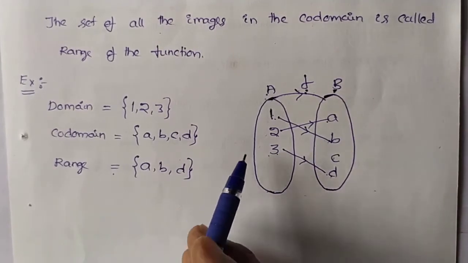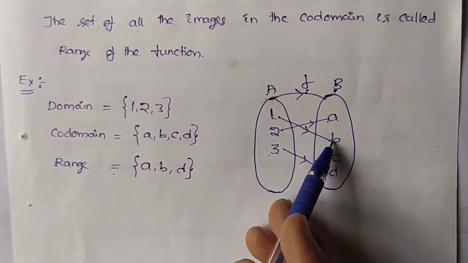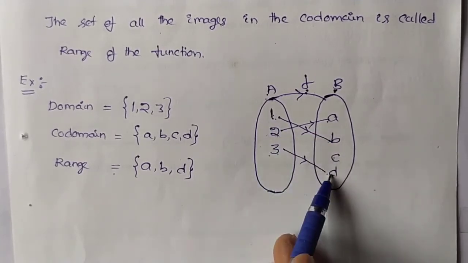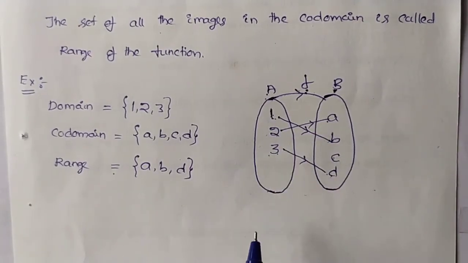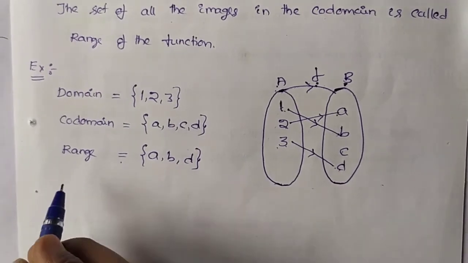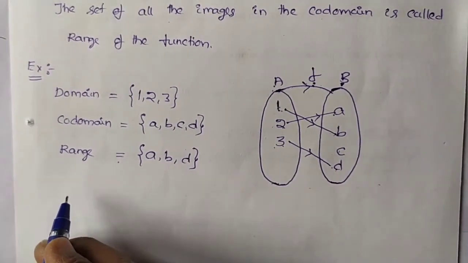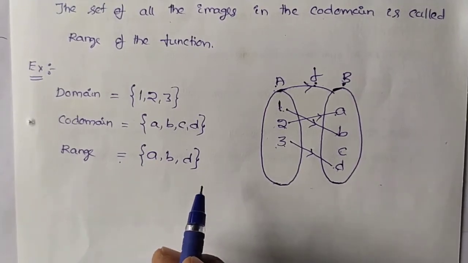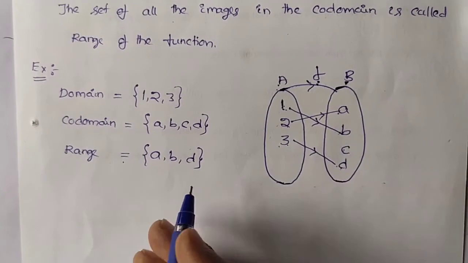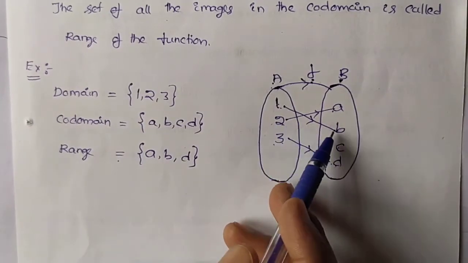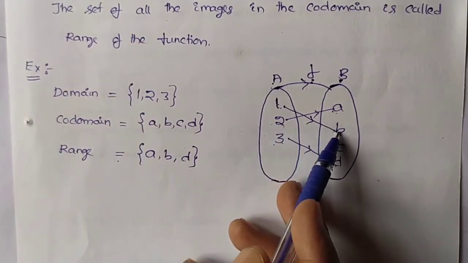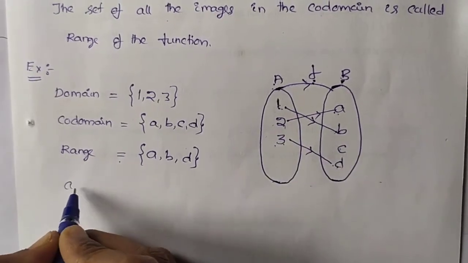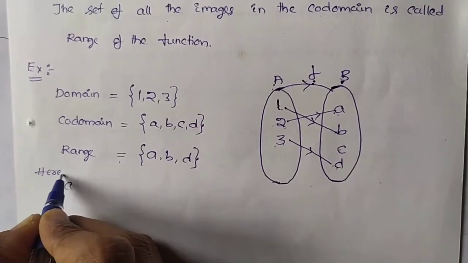Kindly note: B is the image of 1, A is the image of 2, D is the image of 3. These words you have to know. These words we are using in the second year concept, so you have to know these kinds of words. A is the image of 2, B is the image of 1, D is the image of 3.